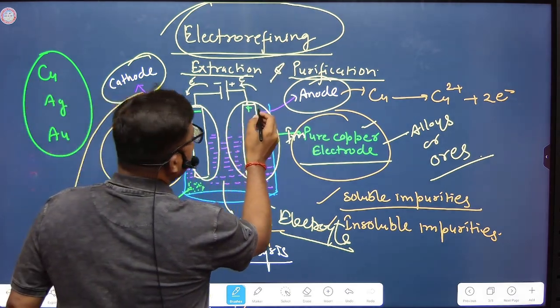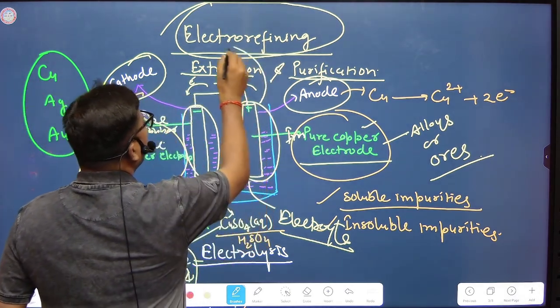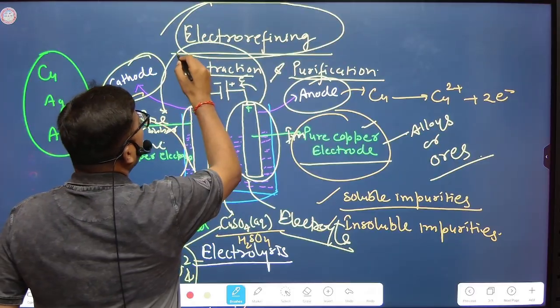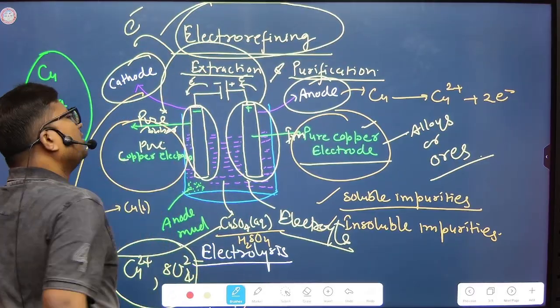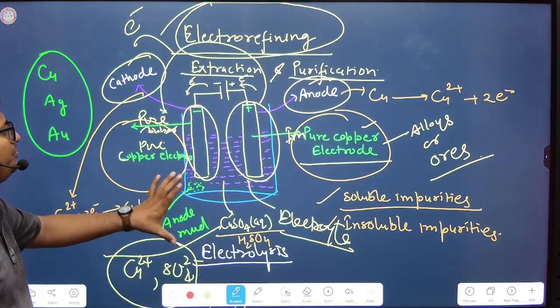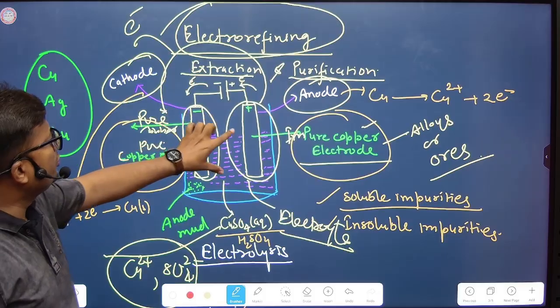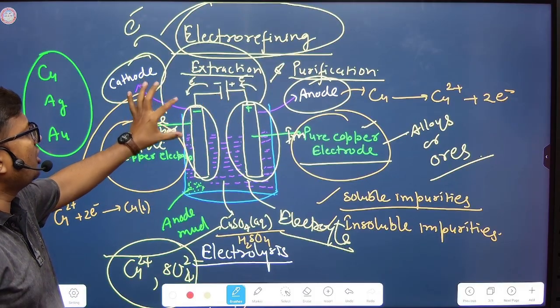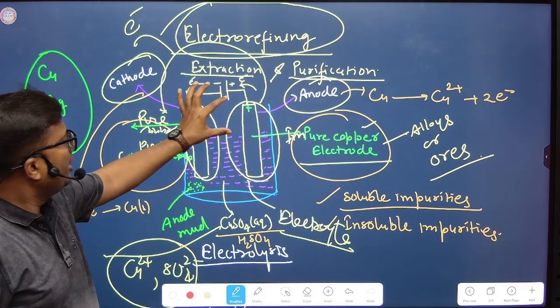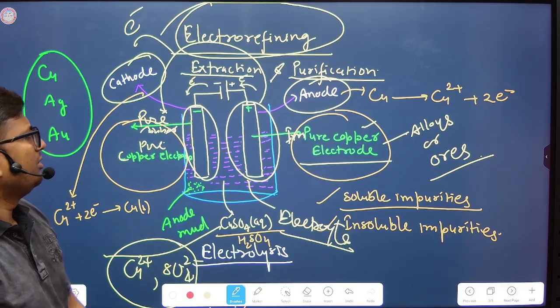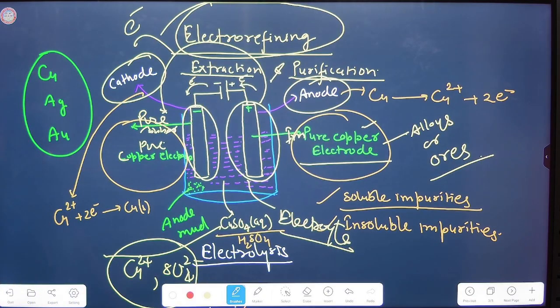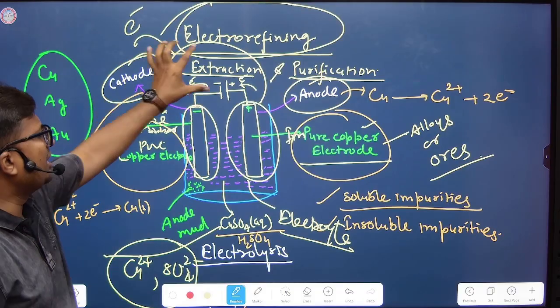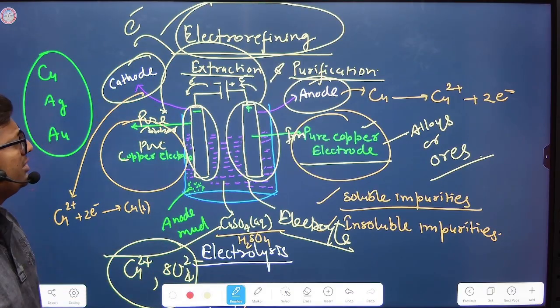If there is a potential difference between these two electrodes, then charge transport takes place, and charge transport means electrons are transported from anode to cathode, right? So electrons always flow from anode to cathode. It means the cathode is getting negatively charged and the anode is getting positively charged, right? If electricity or current is continuously flowing through this circuit, then what happens?